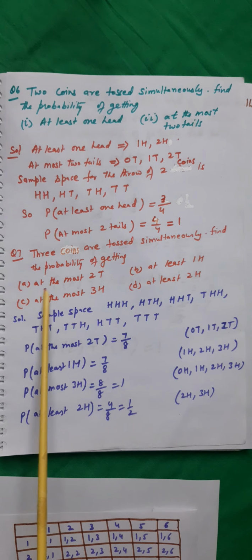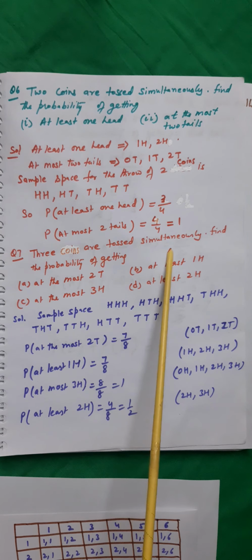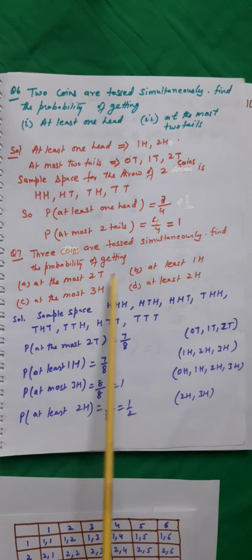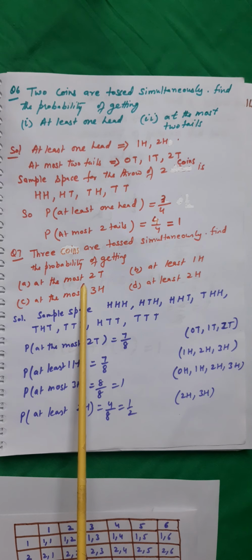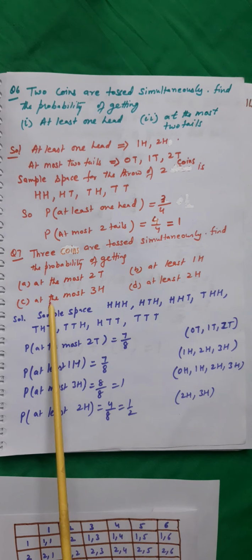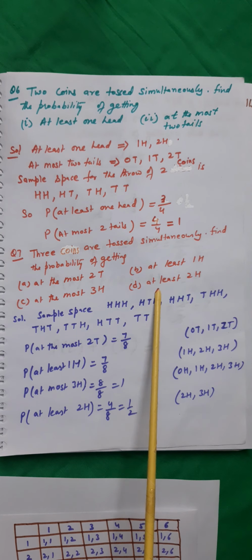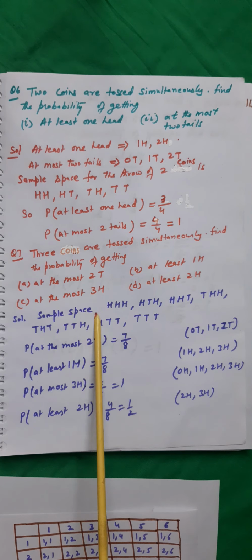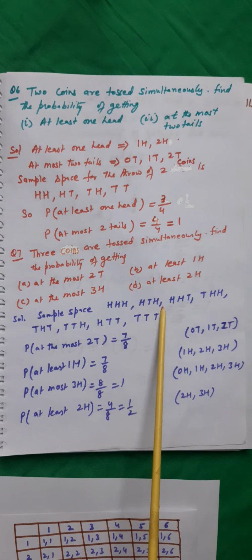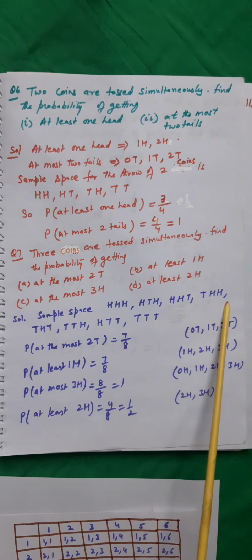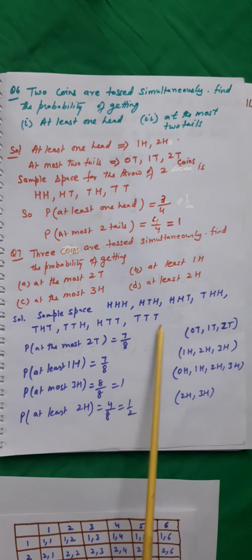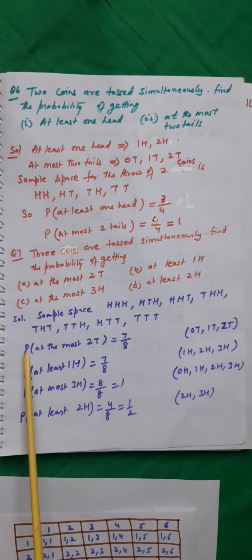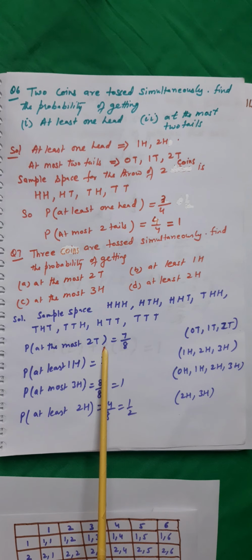Now question number 7. 3 coins are tossed simultaneously. Find the probability of getting at the most 2 tails, at least 1 head, at the most 3 heads, at least 2 heads. Now the sample space for the throw of 3 coins is HHH, HTH, HHT, THH, THT, TTH, HTT and TTT. Probability that at the most 2 tails should be there.